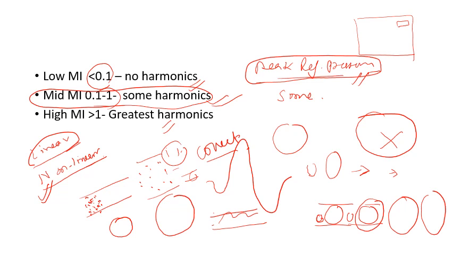And the most important thing is that the MI range will be mid, 0.1 to 1, so that some harmonics will be generated and these harmonics should be resonating with the ultrasound. That's why this is also known as resonance harmonics. Contrast enhanced ultrasound follows resonance harmonics.